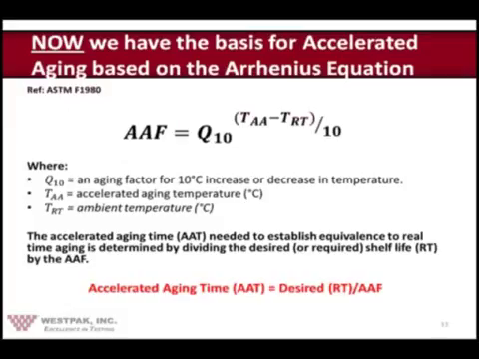Now, finally, we have the basis for this accelerated aging based on Arrhenius. And it's exactly this: accelerated aging factor equals Q sub 10 to the power of T sub AA, in other words, your accelerated aging temperature, minus the room temperature, so that's the difference, divided by 10. So this is the easiest form of the accelerated aging factor equation, and all the variables are listed right there: the Q10, the temperature accelerated aging, and the temperature real-time aging.